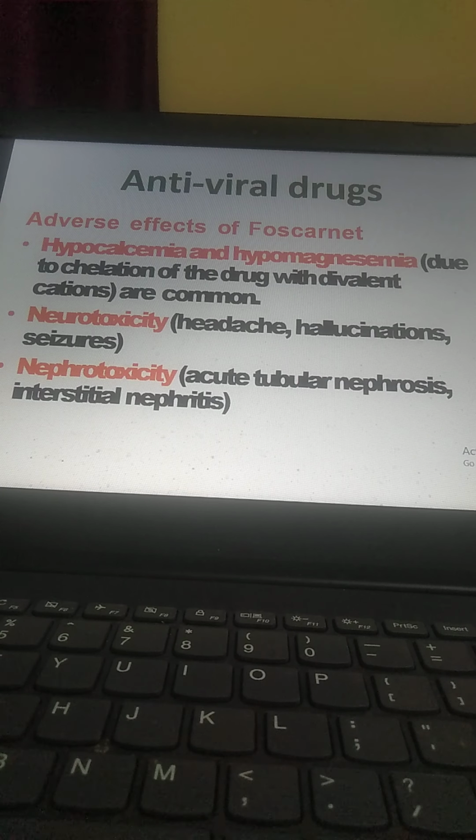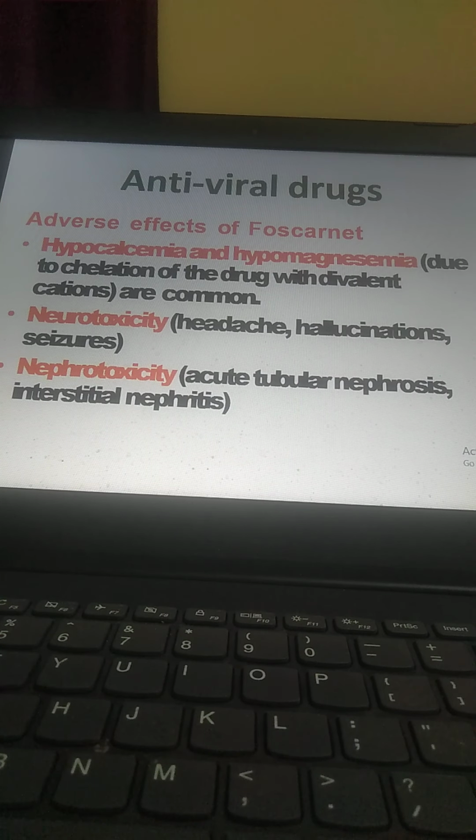Now, the adverse effects of foscarnet are hypocalcemia and hypomagnesemia. Once we give foscarnet, there is less calcium and less magnesium due to chelation of the drug with divalent cations. Once we give the drug, foscarnet chelates with calcium and magnesium. That's why there is hypomagnesemia and hypocalcemia.